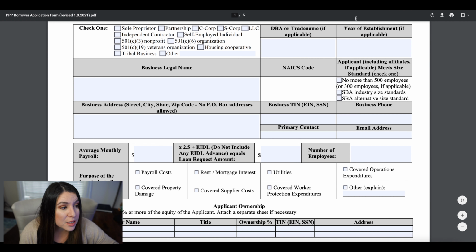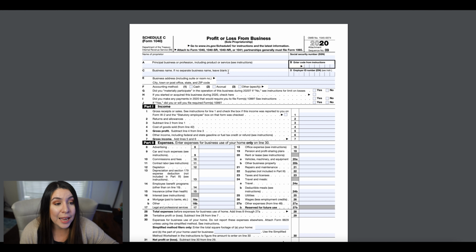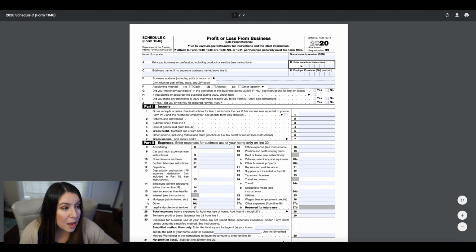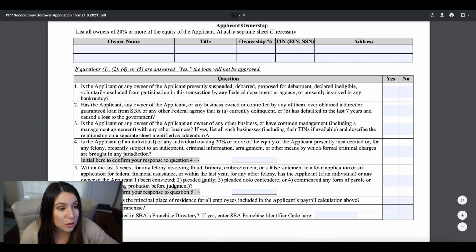In order for you to find this code, I pulled up, let's see, where is that form? On your Schedule C, if you're a sole proprietor, an independent contractor, or single member LLC, and you file a Schedule C with your 1040, if you go to box 3, that is going to have this code. And I also pulled up the IRS instructions. If you look here, it says the principal business or professional activity code. Down here, it says these 6-digit codes are based on the North American Industry Classification System, which is the NAICS code. So here are your codes. That's a good reference if you need it.